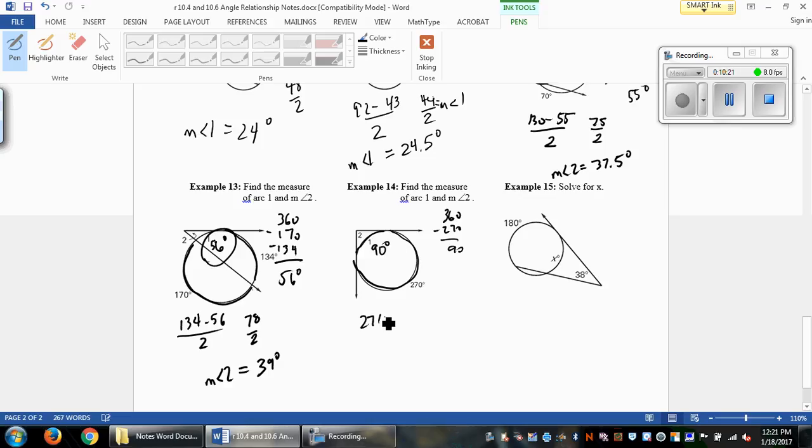And then if we subtract the 2 and divide by 2, we end up with 90 degrees as the measure of angle 2.